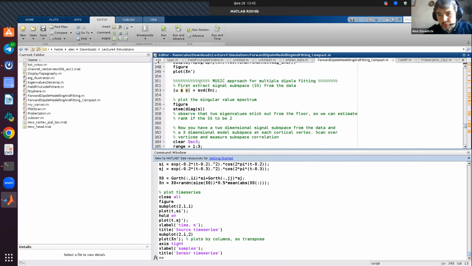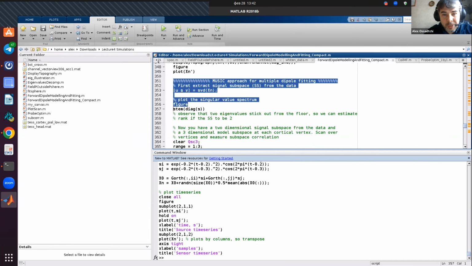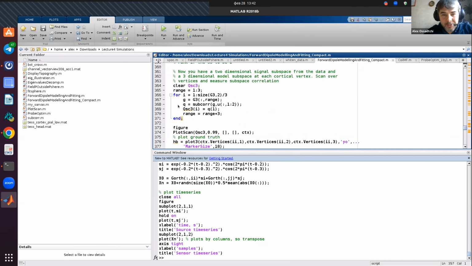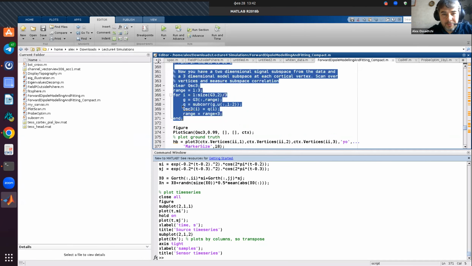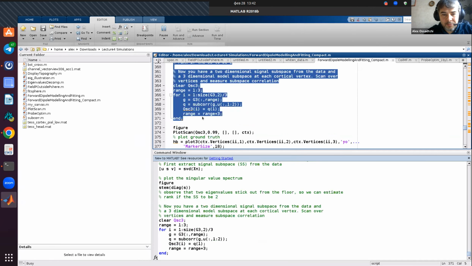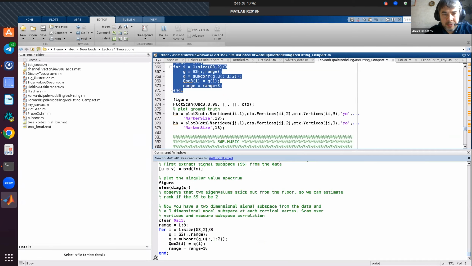And let's now do MUSIC, the one that's magic. First of all, let me show you the result of it so that you're impressed. So this is a MUSIC scan. I will show you all the steps, of course, but just to show you the result.